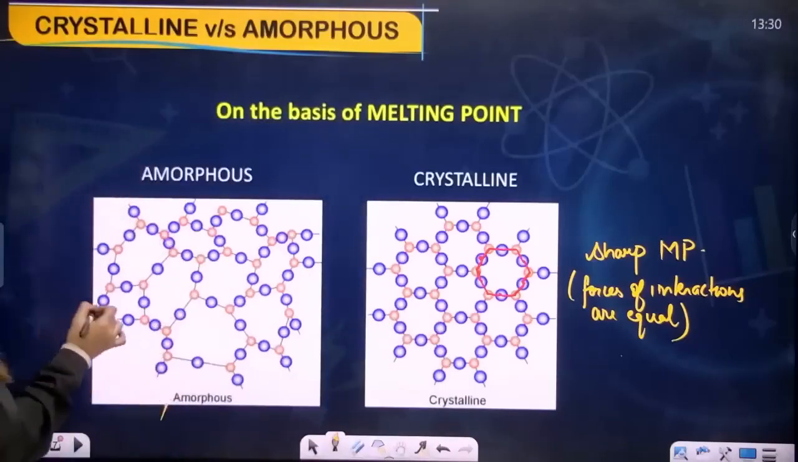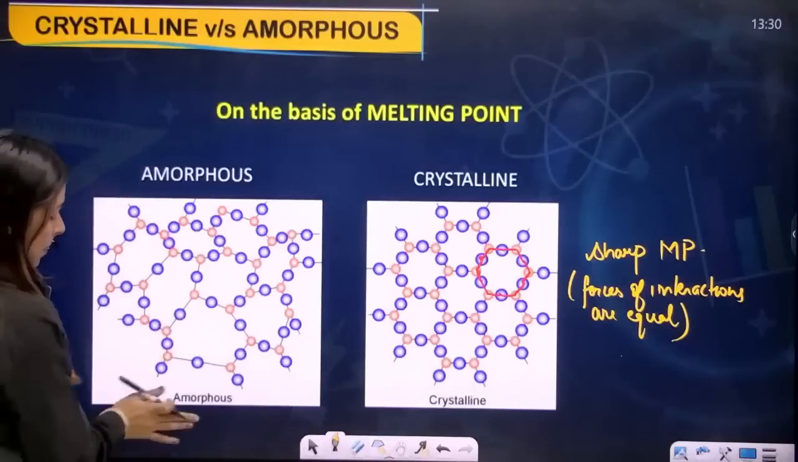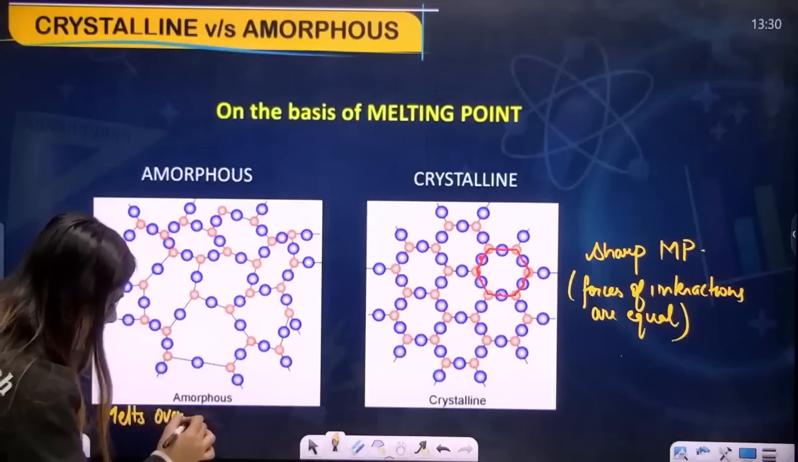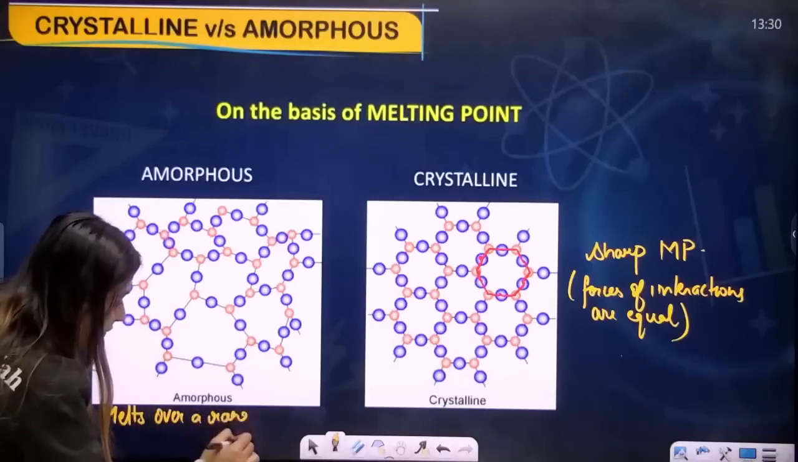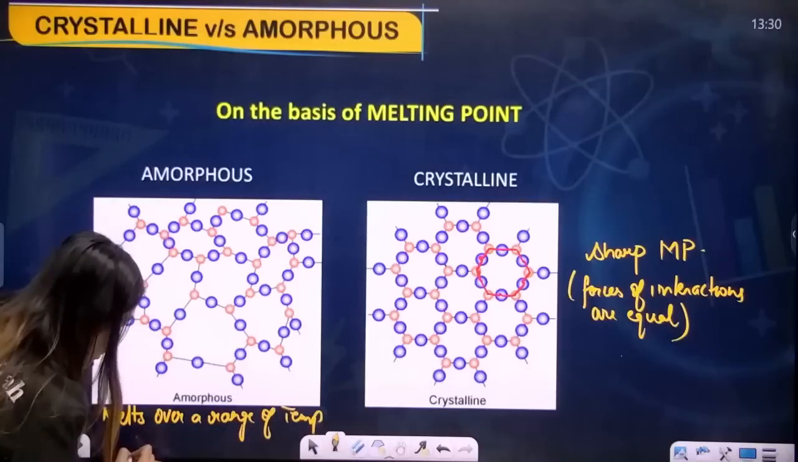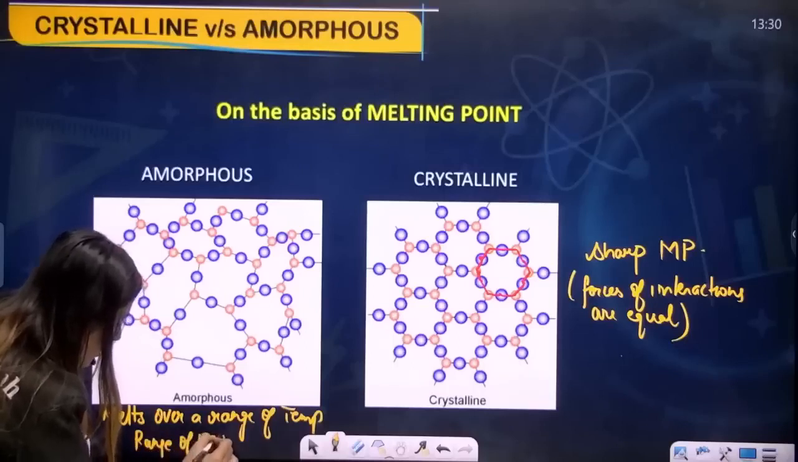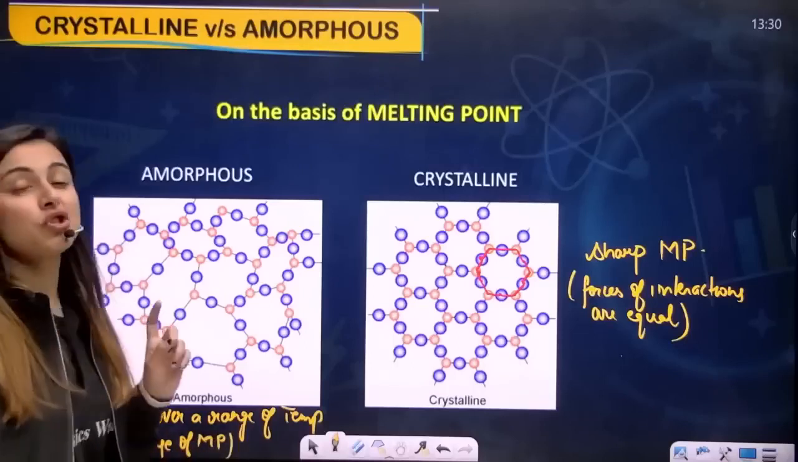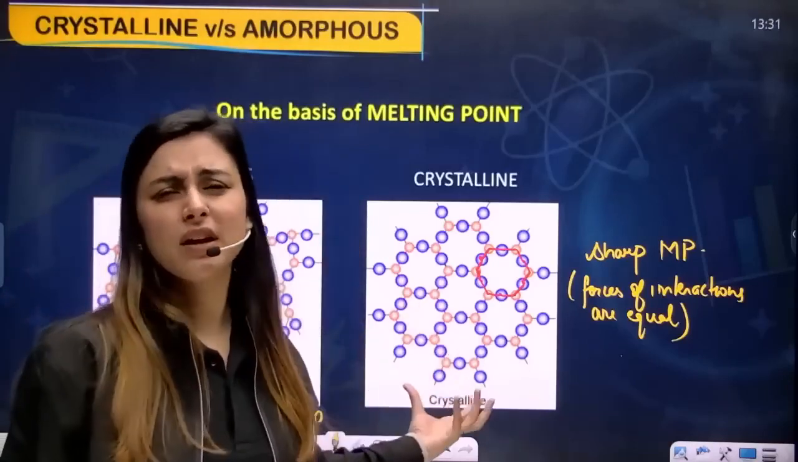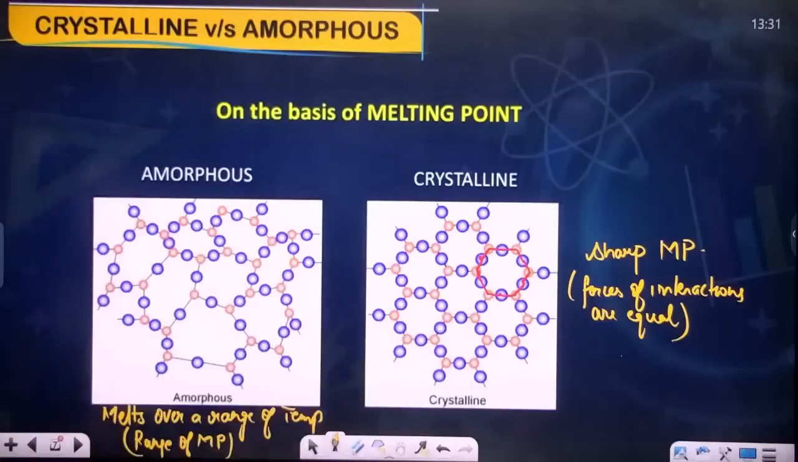There is a range of melting points. So we can say that it melts over a range of temperature. So it has a range of melting point. It doesn't have a sharp melting point. I hope you're clear with this. Everything is related to their arrangements. Okay. Yes, you can pause the video, write it, and then we'll move forward.